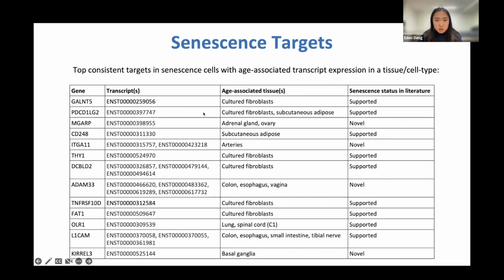Each candidate was also searched for direct links to cellular senescence in literature. And while most of the top consistent targets are supported by literature as highly expressed proteins in senescence, there's a few of them that we found to be novel candidates.